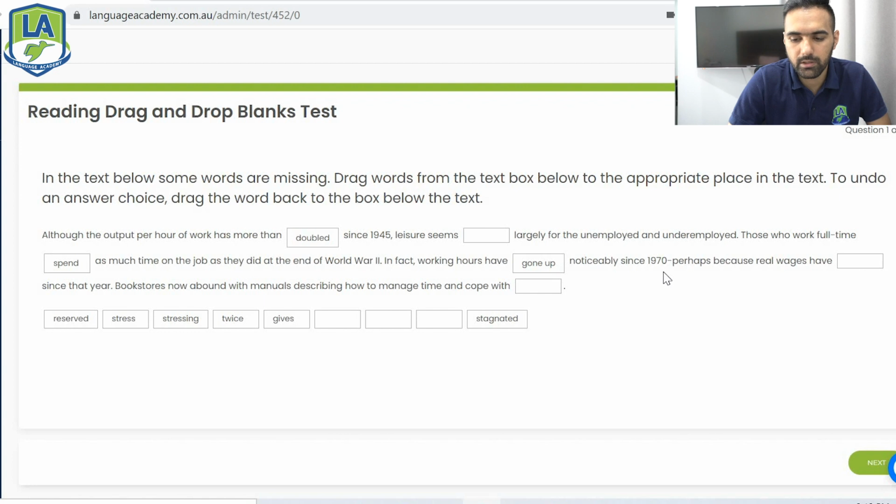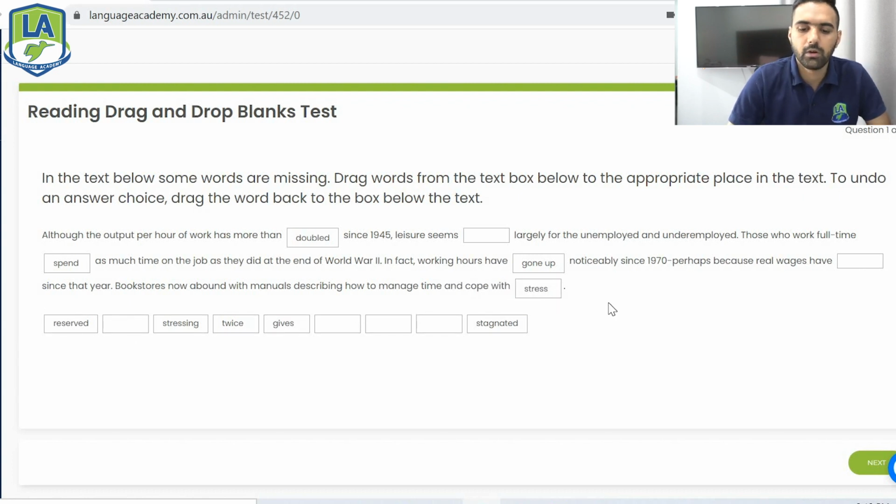Perhaps because real wages have dashed since that year. I'm not really sure about this one as well, so I'll just move on to the last one. Bookstores now abound with manuals describing how to manage time and cope with what? You'll cope with stress.